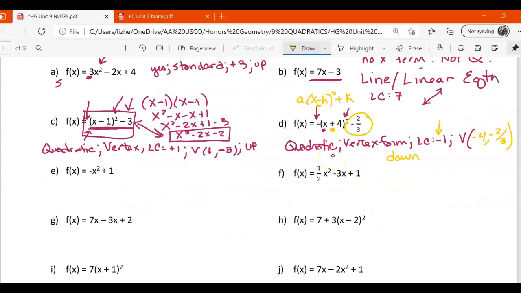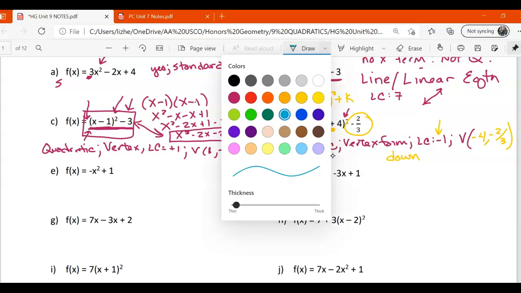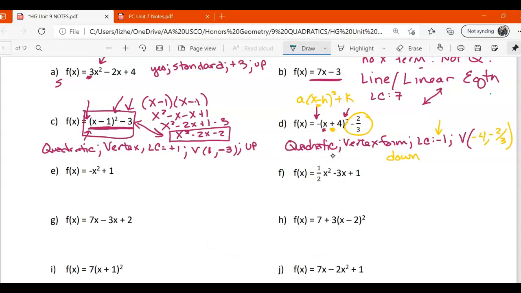E. Yellow's not making me happy either. Ooh, I like that color. Okay. All right. Is it a quadratic? Well, there's my x and it's being squared. So yes, it's a quadratic.